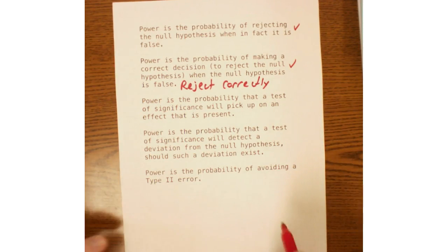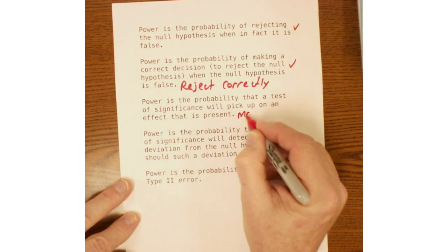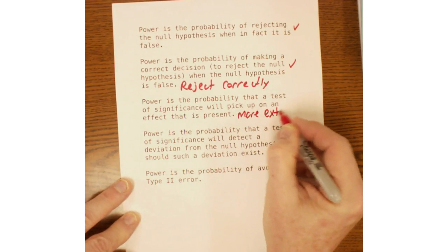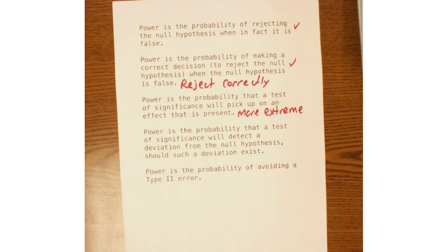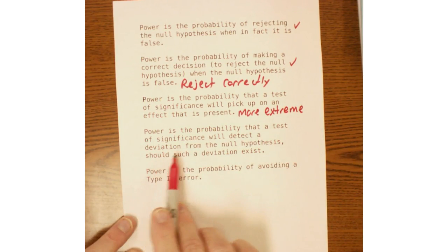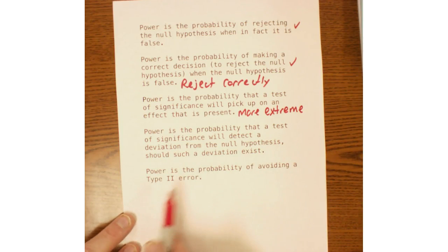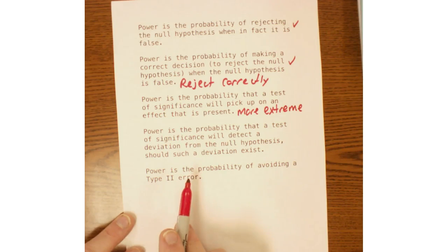Power is the probability that a test of significance will pick up on an effect that is present. We'll talk about that; you probably have no control over it. But basically, the more extreme our sample is, the more likely it is to correctly reject our null hypothesis. Power is the probability that a test of significance will detect a deviation from the null hypothesis should such a deviation exist. In other words, you will be able to tell when the null hypothesis is false, when it actually is. And the power is the probability of avoiding a type 2 error.